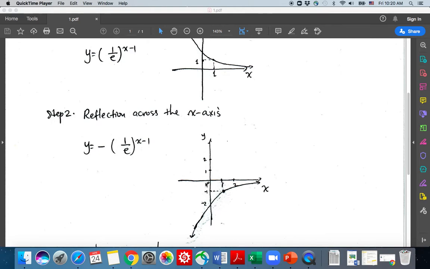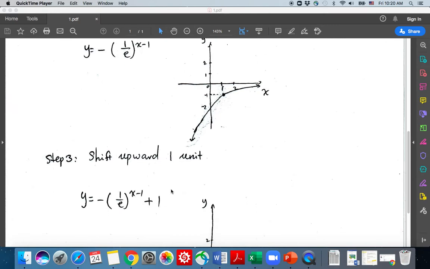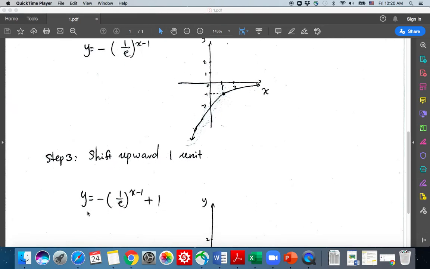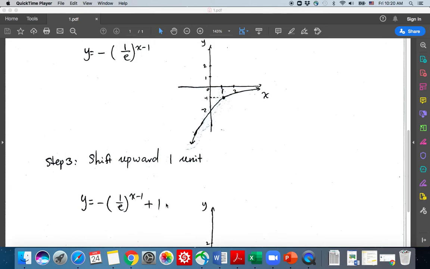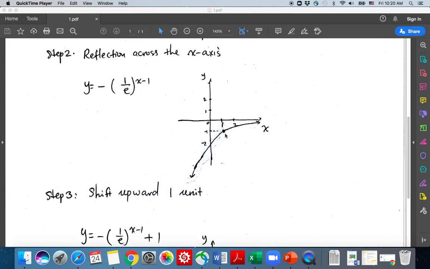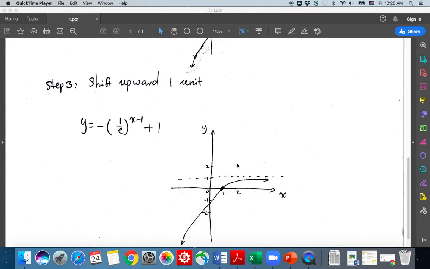asymptote is the x-axis. So the next step, we're going to shift the graph we get in step 2 upward by 1 unit. So that's going to give us the graph of the exponential function that is given to us. So our key point from the previous step is located at this point with coordinates (1, negative 1). After the shift, it will be moved up to (1, 0). Okay, so this is a new location of the point I have been keeping track of.